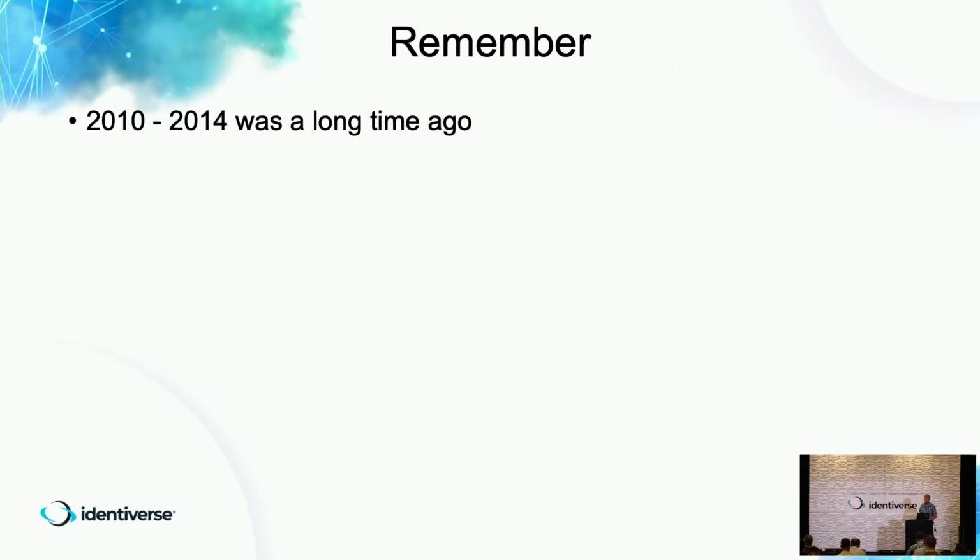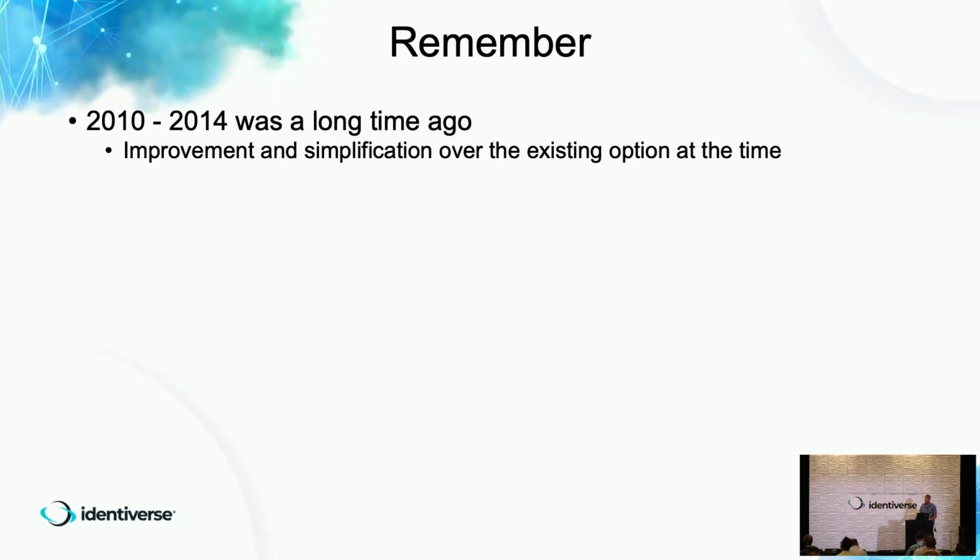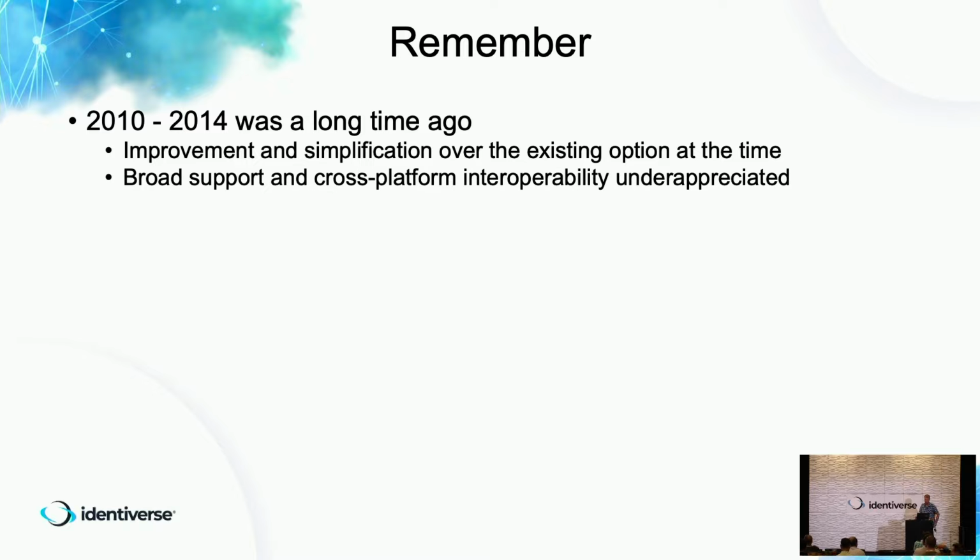I also want to remember that 2010, 2014, when this stuff was being developed, was a long time ago. It was an improvement and simplification over the existing options at the time. It's hard to remember, but as bad as some of the problems in JOSE are, the potential for problems in SAML and XML digital signatures was an order of magnitude more and worse. So this gives you some simplification, which is helpful. Broad support and cross-platform interoperability are oftentimes underappreciated. Some of the questionable algorithm choices were included because they were available on a wide array of platforms, and there's some real value in that.